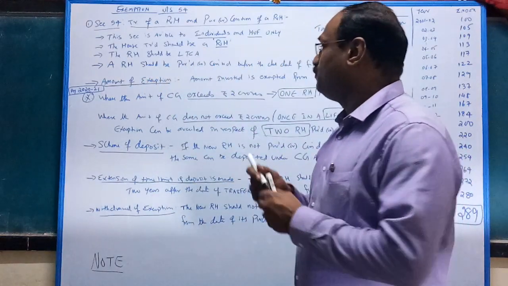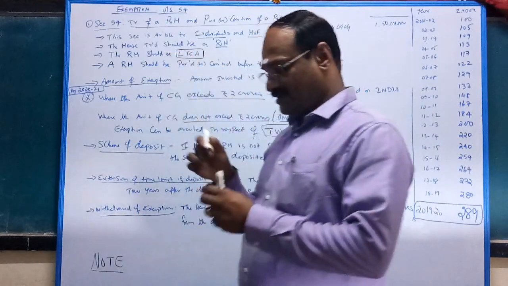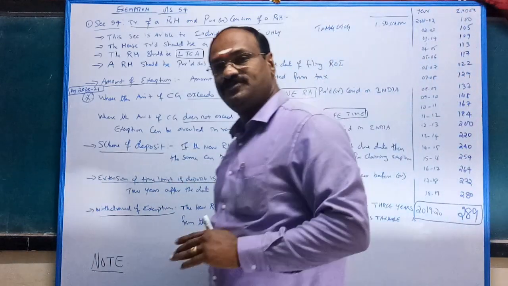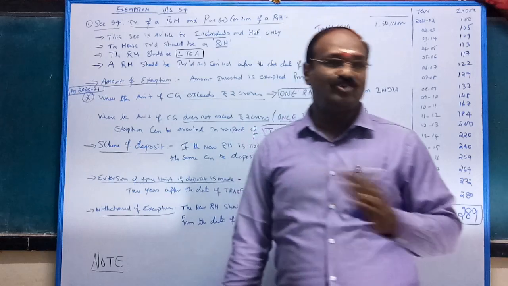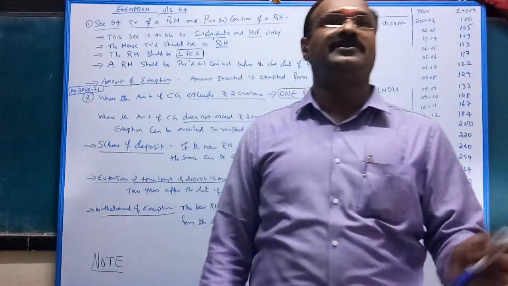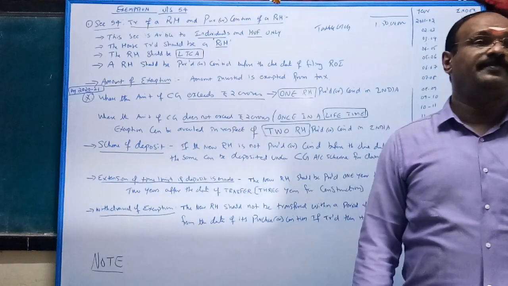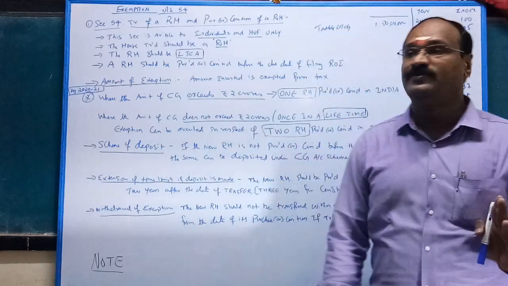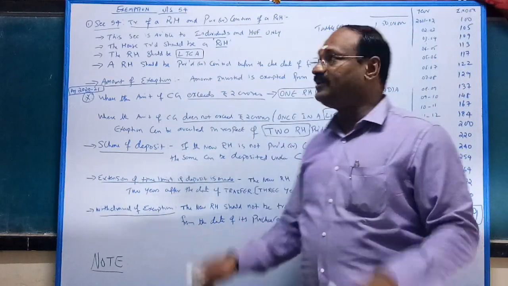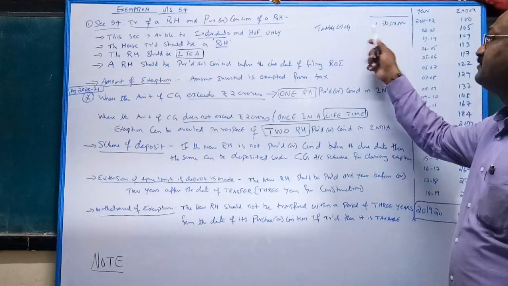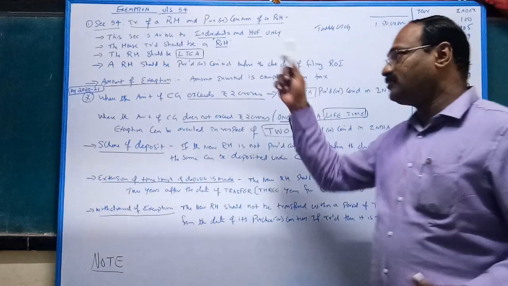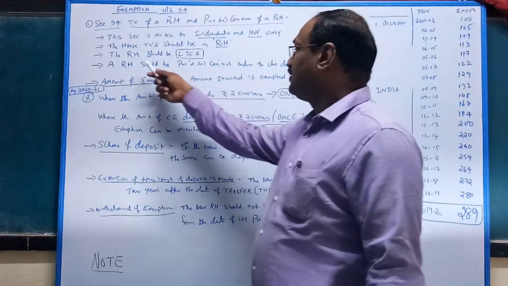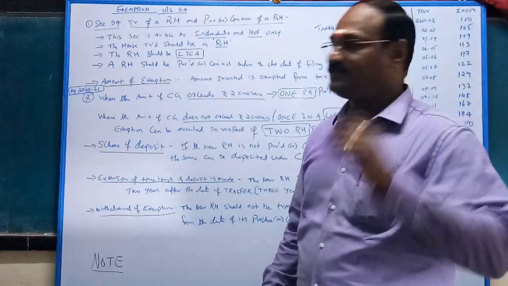Third, the residential house should be a long-term capital asset. Suppose you transfer a residential house and the gain arising is not long-term, it is short-term capital gain. You cannot claim section 54. In order to claim section 54, the condition is long-term capital gain. That's why I put here taxable long-term capital gain. If it is short-term capital gain, you cannot go for section 54. So in order to claim the benefit of section 54, the residential house should be a long-term capital asset.